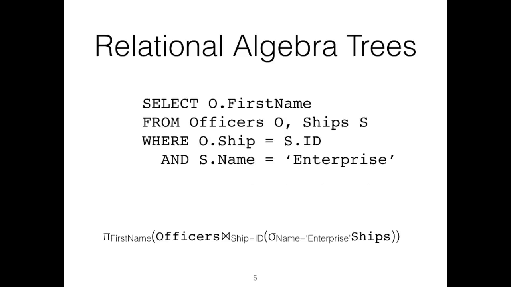So, before I can talk about translating things into relational algebra, we first need a way of representing relational algebra expressions. And so just like you have a tree representation of a SQL query, you can have a tree representation of a relational algebra expression. So I have an example up here. Projection of first name off the join of officers and ships on ship equals ID, specifically for the ship named Enterprise. And that is equivalent basically to this select statement up here. Give me all of the first names of officers who serve on the Enterprise.